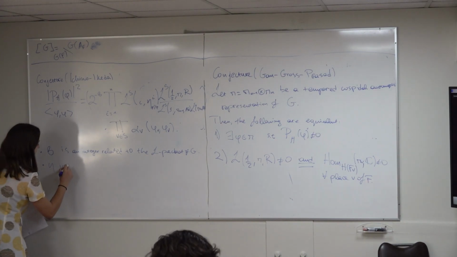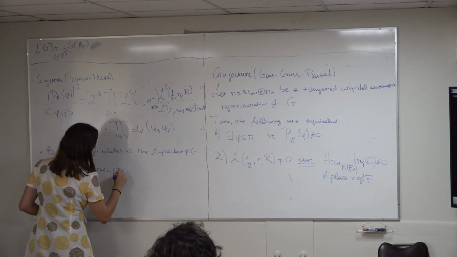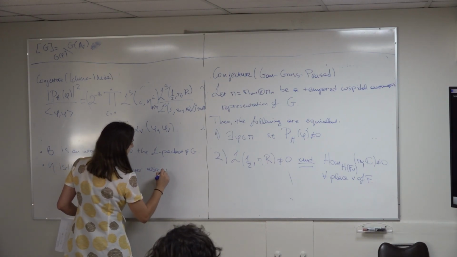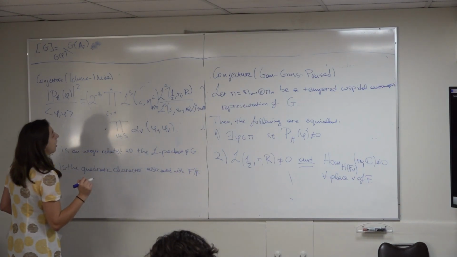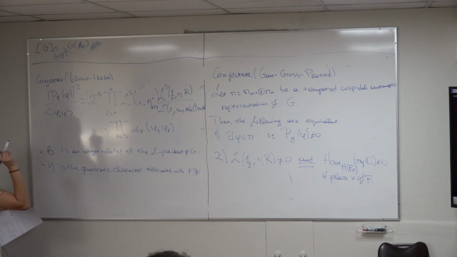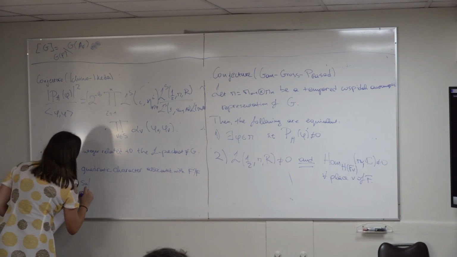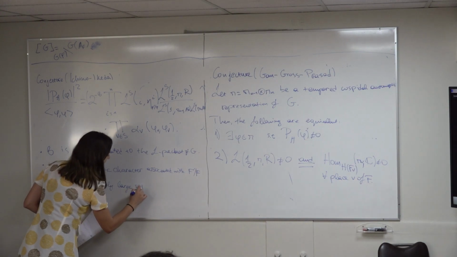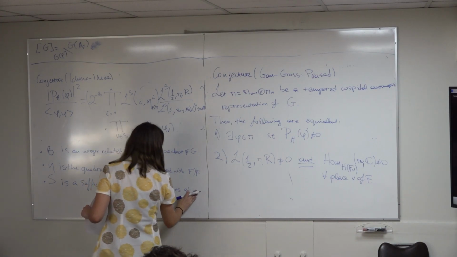Eta is the quadratic character associated with f prime f. The adjoint L functions are as we defined them last time. Is there anything else? Oh yeah, and S is a sufficiently large set of places of F.